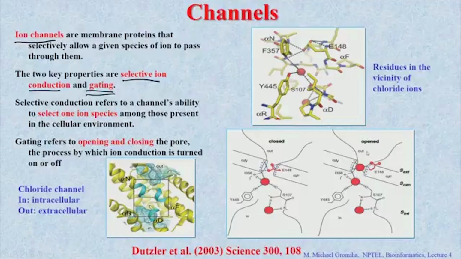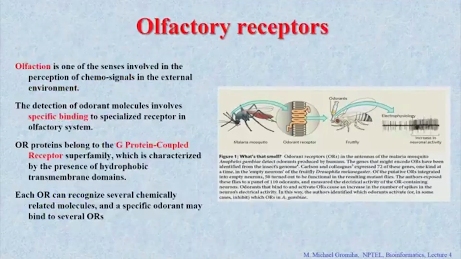So, there are two different aspects. One is the selective ion conduction, which allows only specific ions to pass, and the second one is the gating. So, it has open and closed conformations, right, changing the conformation to allow passage through the membrane, right. Okay, this is another example called olfactory receptors, right.